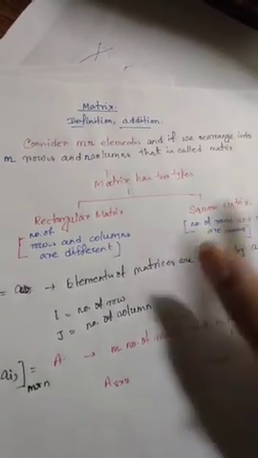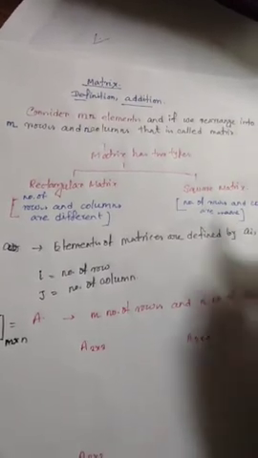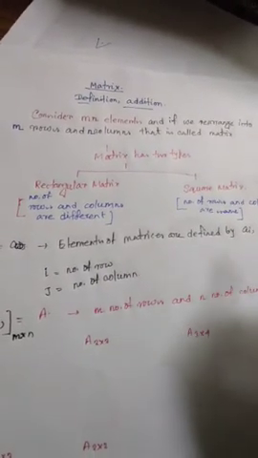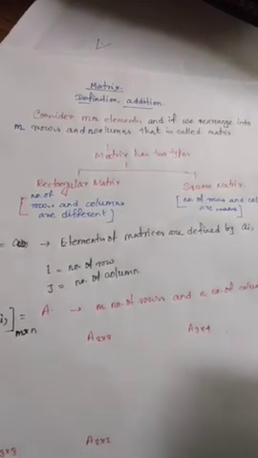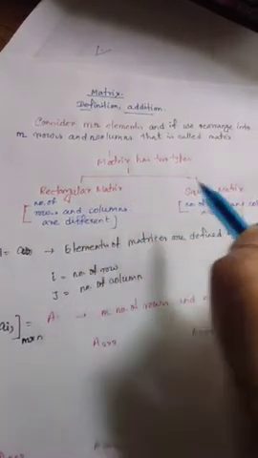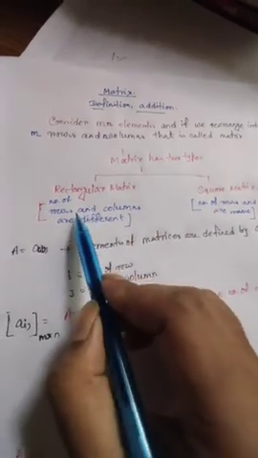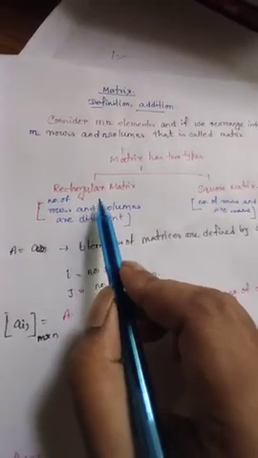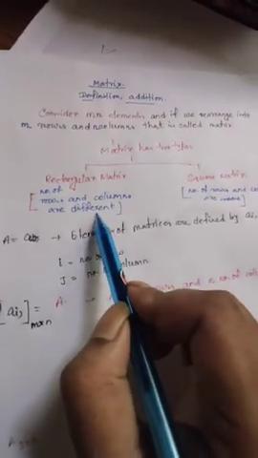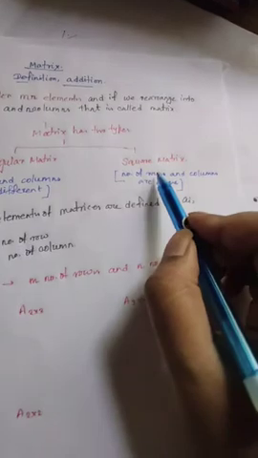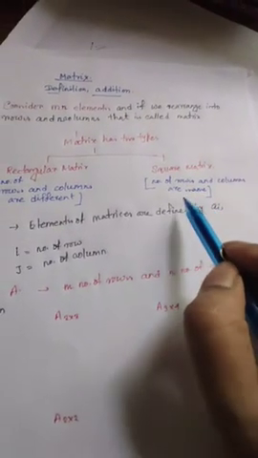Now, defining the matrix by an example, I will tell you that by size, matrices basically have two types: rectangular matrix and square matrix. A matrix is said to be rectangular when the number of rows and the number of columns are different. And a square matrix is when the number of rows and the number of columns are the same.